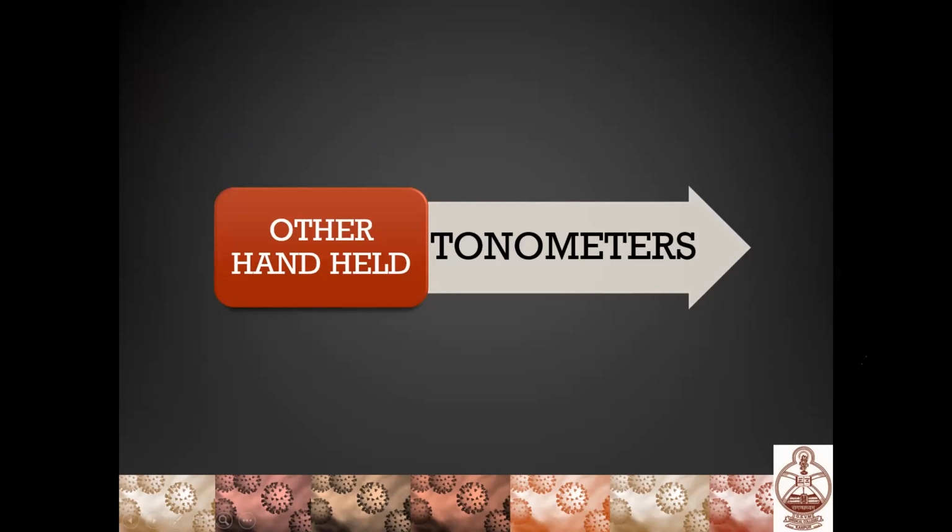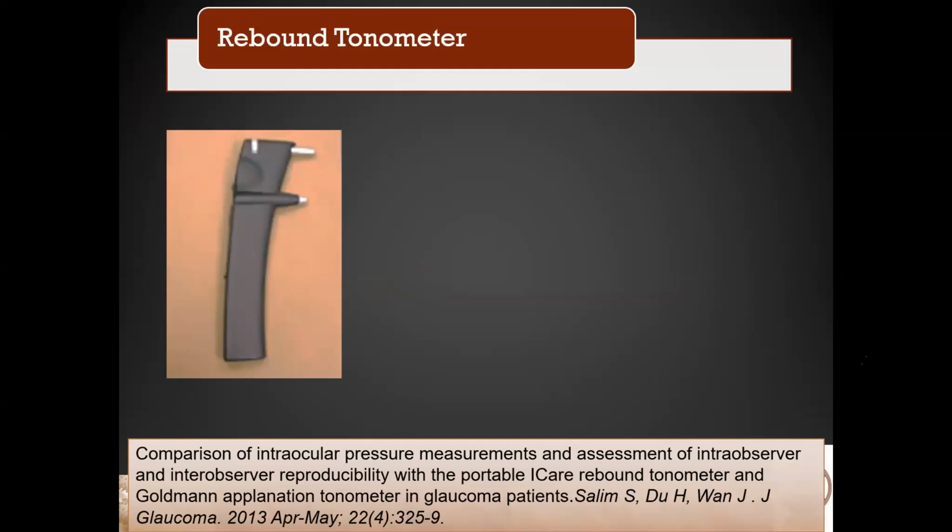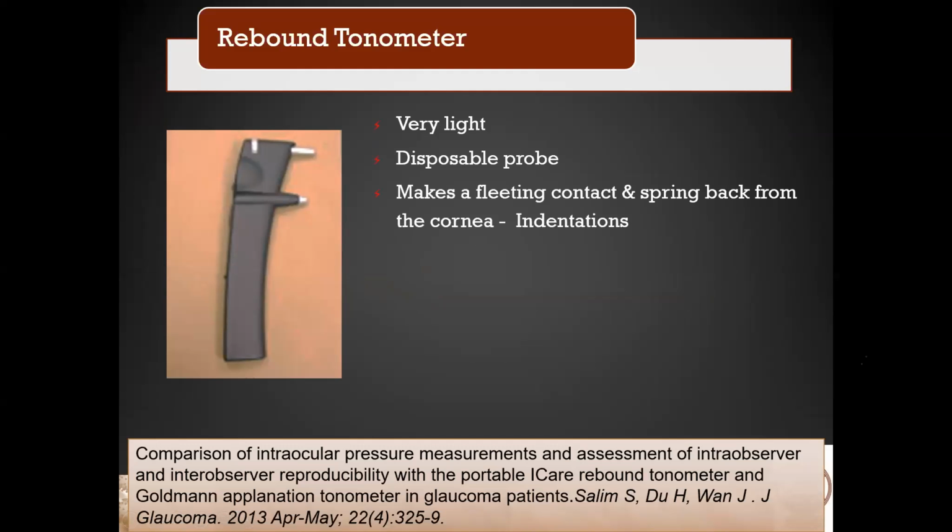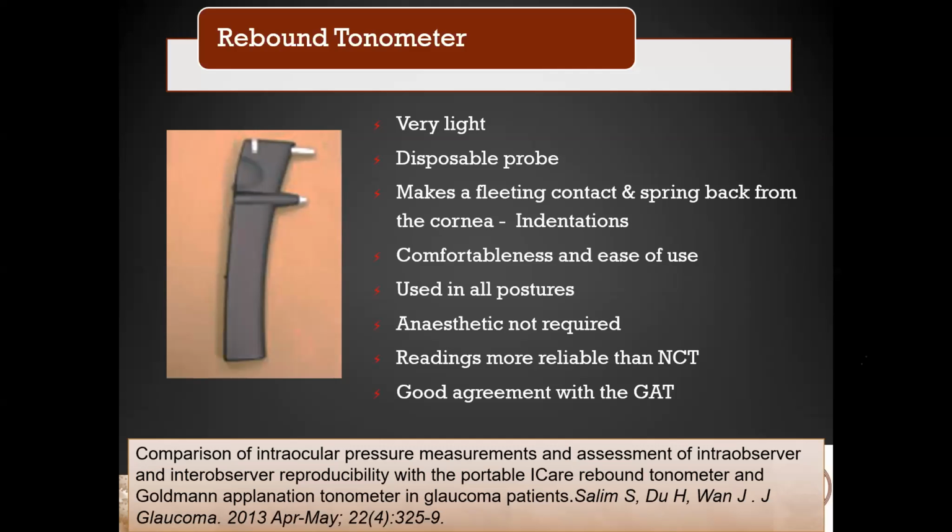There are other handheld tonometers also. Now, most important of this is the Rebound Tonometry. Now, what is this? In Rebound Tonometer, it is a very light handheld tonometer which has got a disposable probe. Very small contact area is there, and the probe that actually is kind of mechanism is of indentation only, where it springs back from the surface of cornea, and therefore it is very comfortable to be used, and we actually don't require any anesthetic eye drops also. Moreover, it has got good agreement with Goldman Applanation tonometry readings.